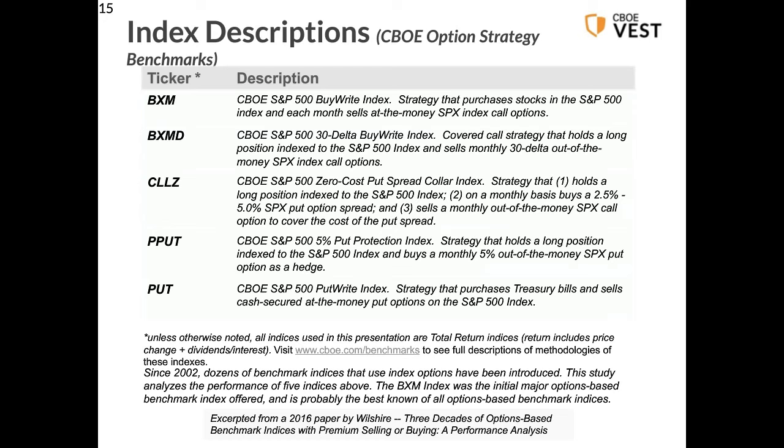This sells options that are, it says 30 delta. What that means is they're out of the money. They have a 30% likelihood of exercise. So think of them as being about 2% out of the money in a typical month. So this allows for some room for upside, but capped upside.